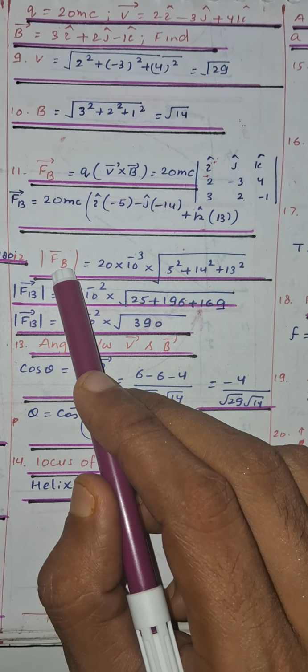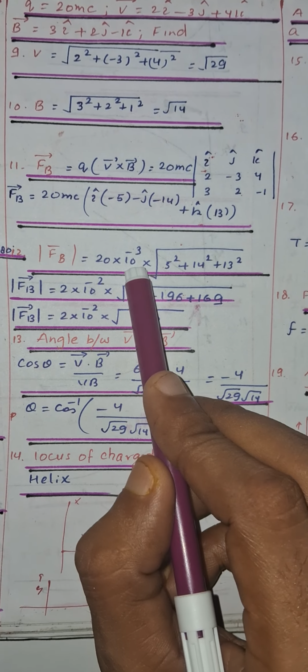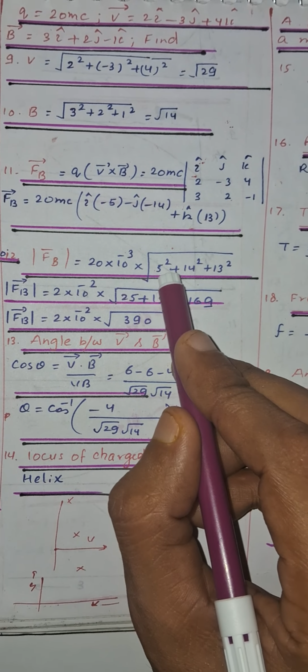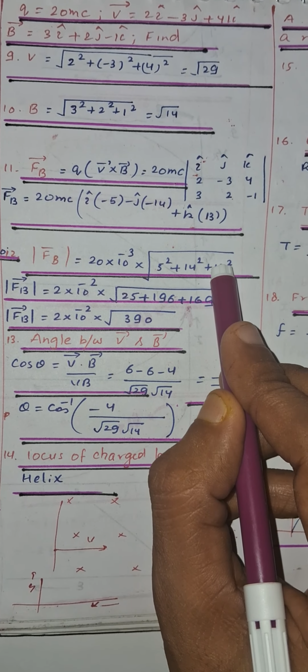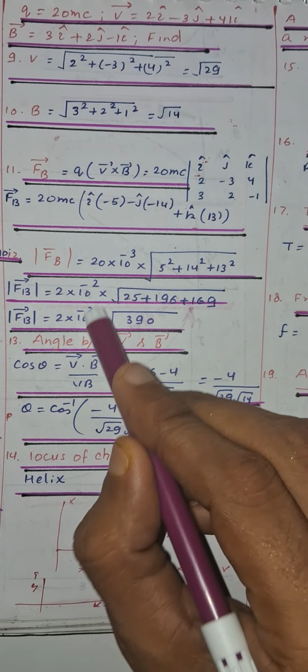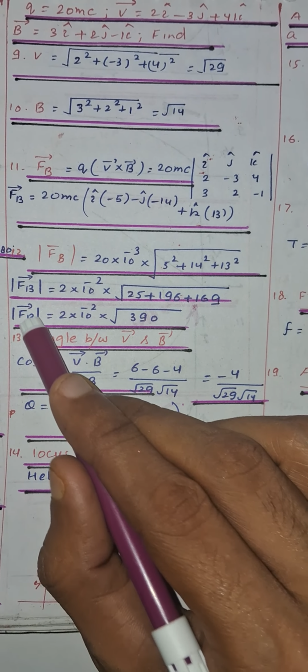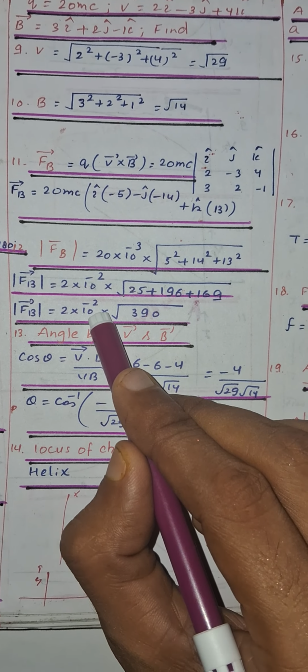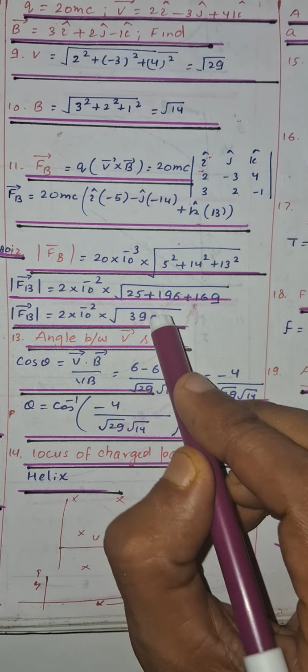Coming to the next question, the magnitude of magnetic field will be 20 into 10 to the power minus 3 root under 5 square plus 4 square plus 13 square. This whole simplifies to root 390. So the magnitude of the magnetic force will be 2 into 10 to the power minus 2 root 390.